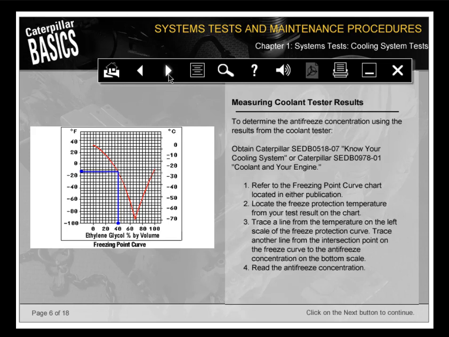Refer to the freezing point curve chart located in either publication. Next, locate the freeze protection temperature from your test result on the chart. Trace a line from the temperature on the left scale of the freeze protection curve. Then trace another line from the intersection point on the freeze curve to the antifreeze concentration on the bottom scale. Read the antifreeze concentration.